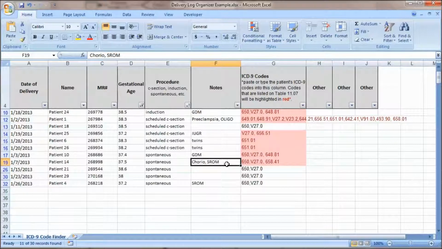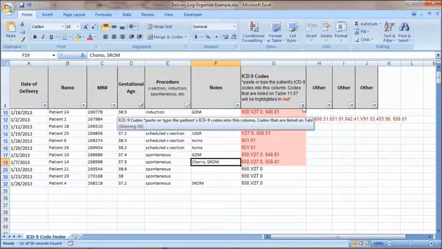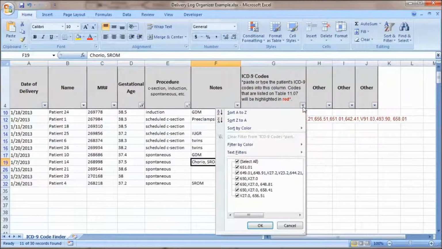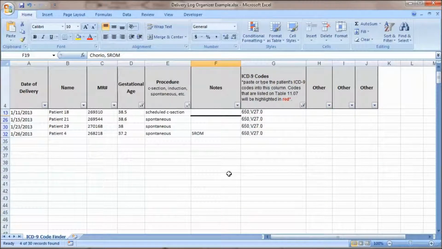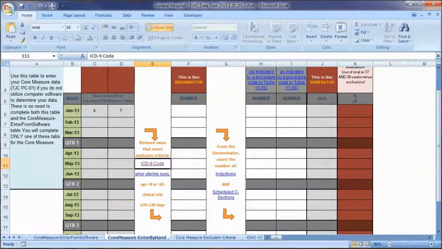To show only the women that do not meet the exclusion criteria, I can filter column G based on cell color, knowing that cells that are filled in with red have one of the conditions on table 11.07. This leaves 4 women as the cases that are going to be my denominator, the measure population. The number then that I'm going to put in as my denominator is 4, because 7 of those 11 cases met one of these exclusion criteria.